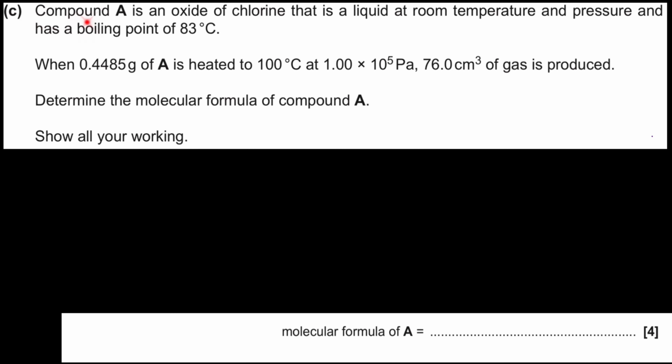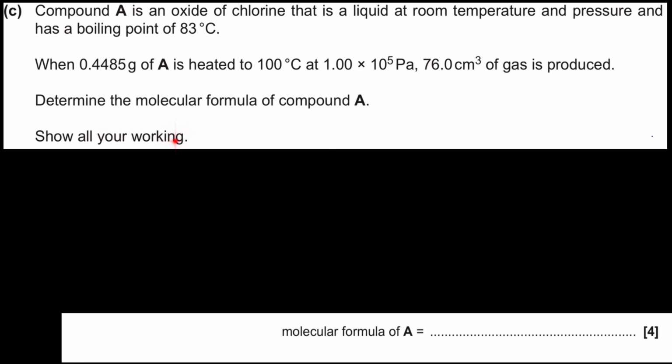Part C. Compound A is an oxide of chlorine that is a liquid at room temperature and pressure and has a boiling point of 83 degrees Celsius. When 0.4485 grams of A is heated to 100 degrees Celsius at 1 times 10 to the power 5 Pascal, 76 centimeter cube of gas is produced. Determine the molecular formula of compound A.